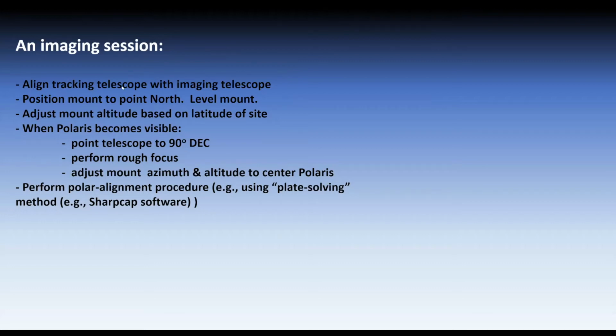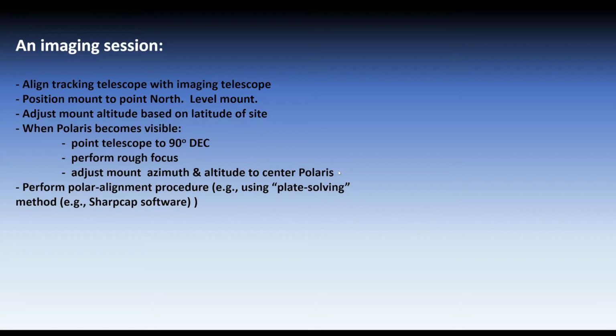First, you need to align your tracking telescope with your imaging telescope. You need to position your mount so that it's pointed approximately north, and you need to level the mount. Then you need to adjust the mount altitude based on the latitude of the site you're at. And when Polaris becomes visible, you need to point your telescope to 90-degree declination, perform a rough focus, and then adjust the mount azimuth and altitude to center Polaris.